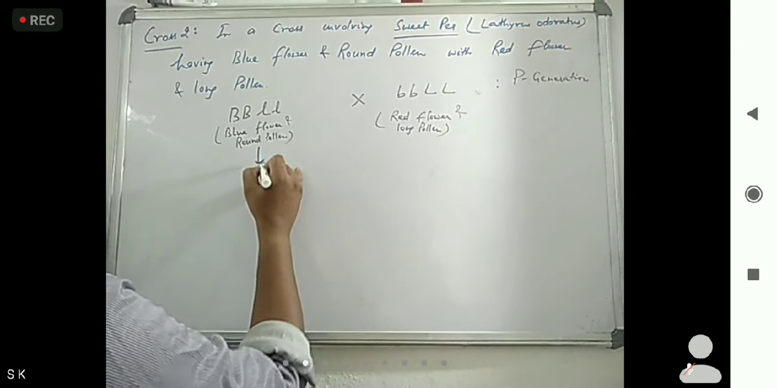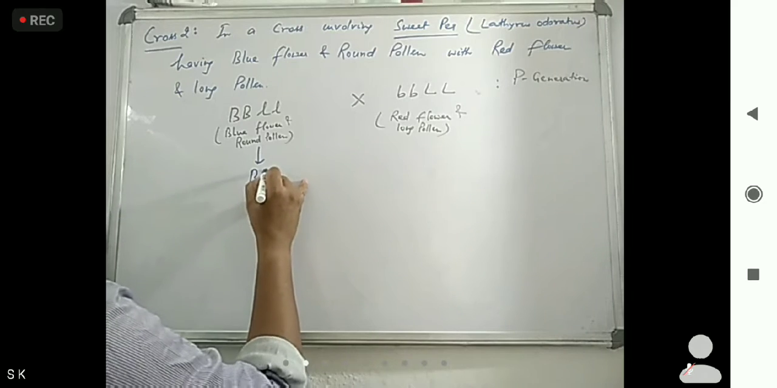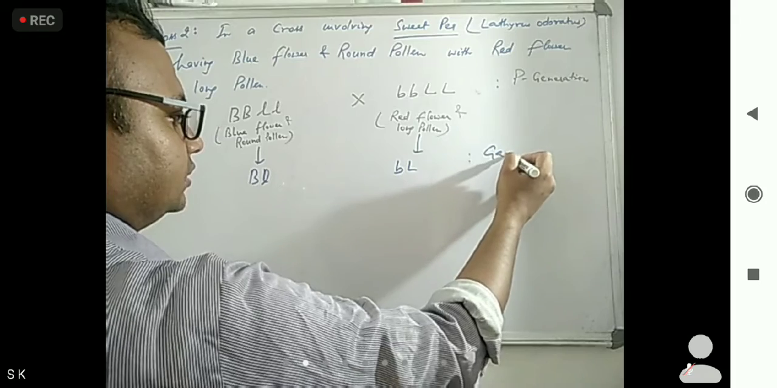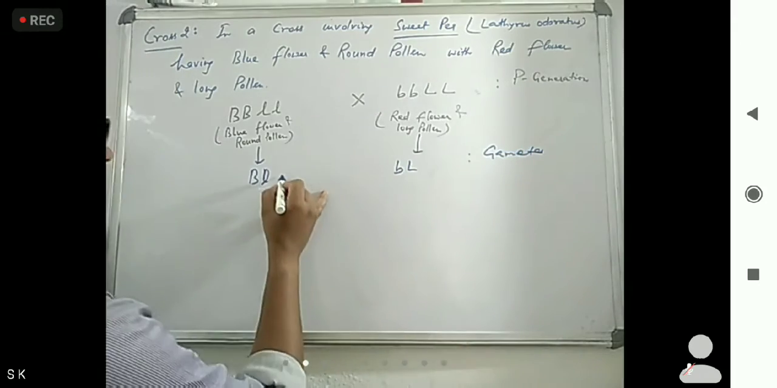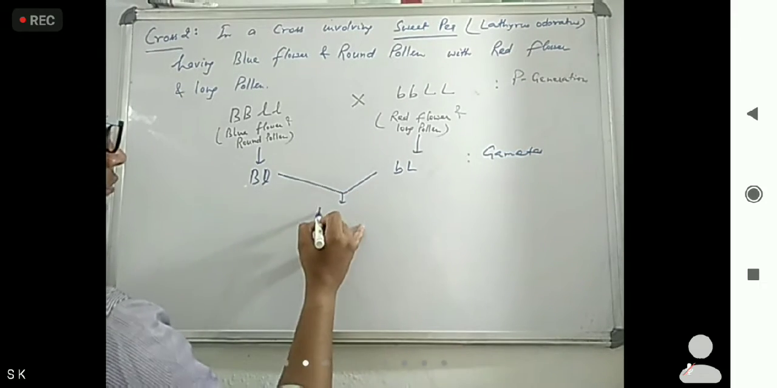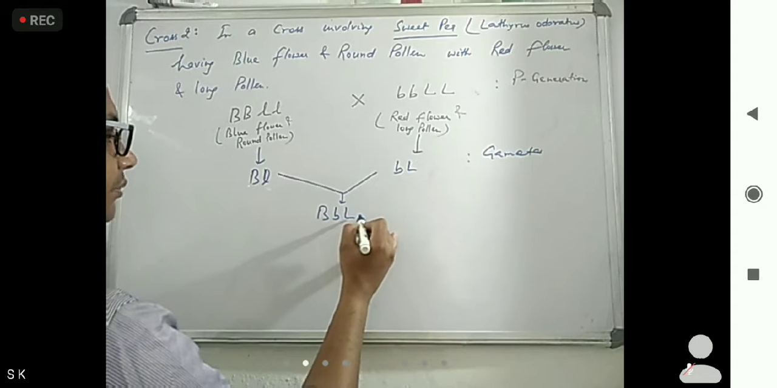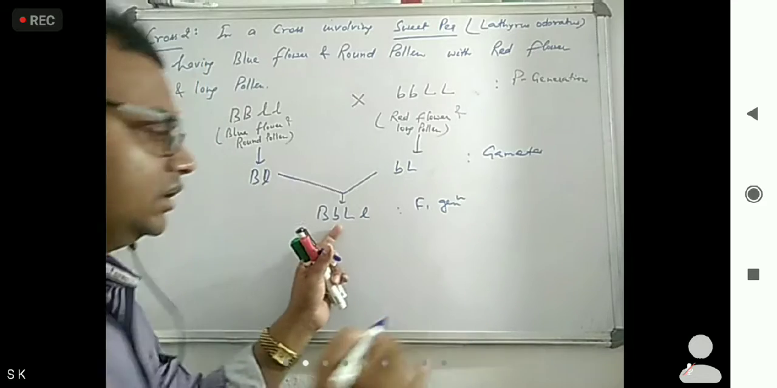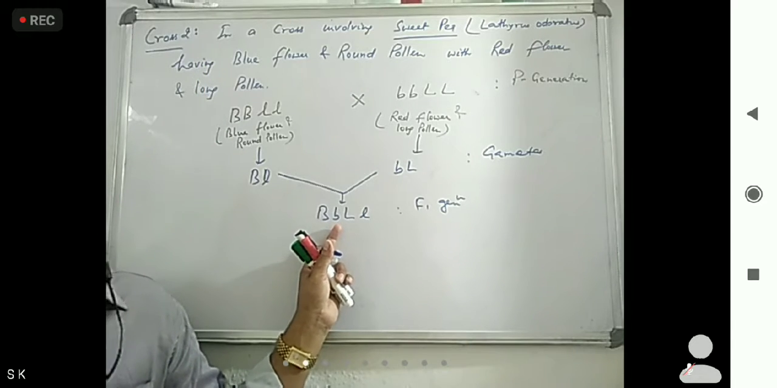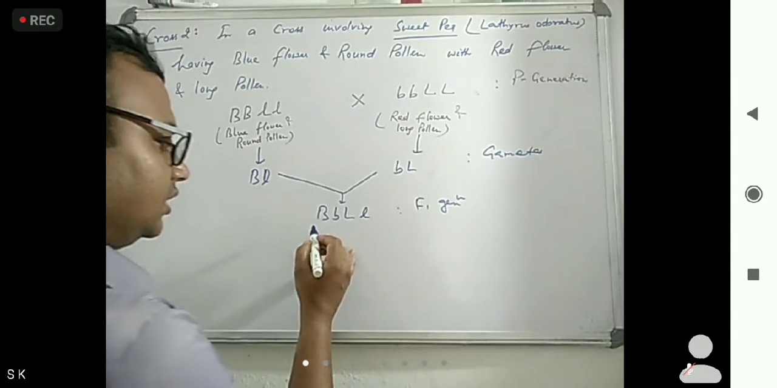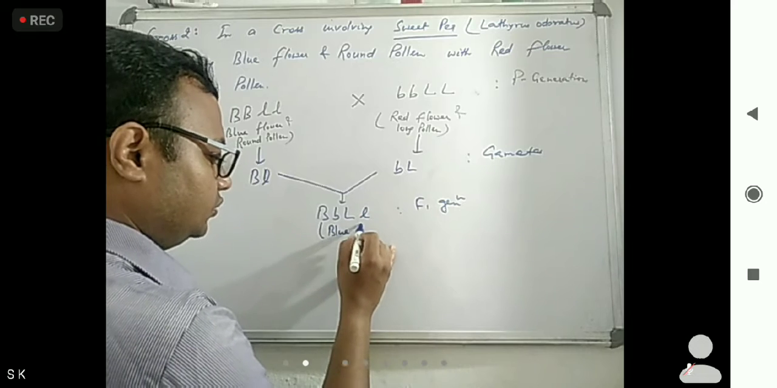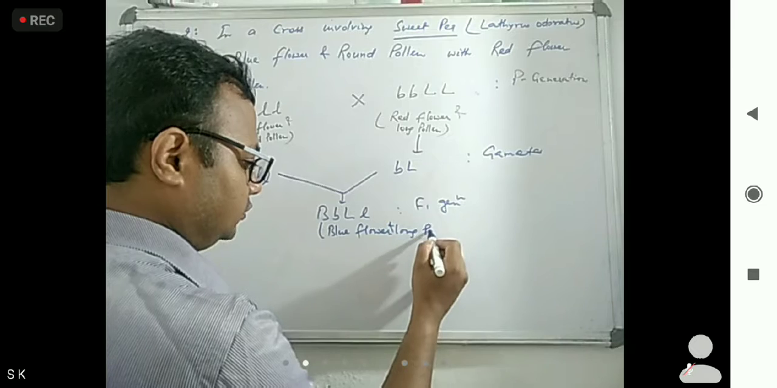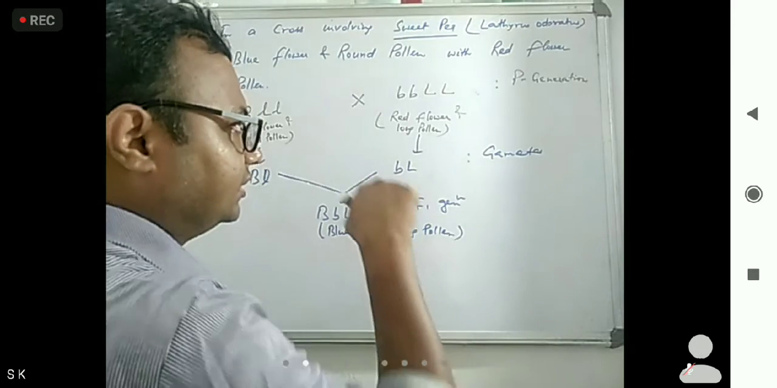Then gametes will come: small b, capital B, small l. Here, small b, capital L. These are gametes. Now crosses will come: capital B, capital L, small l. This is the F1 generation. So what will the F1 generation be? Blue flower and long pollen, as we received in the previous case.